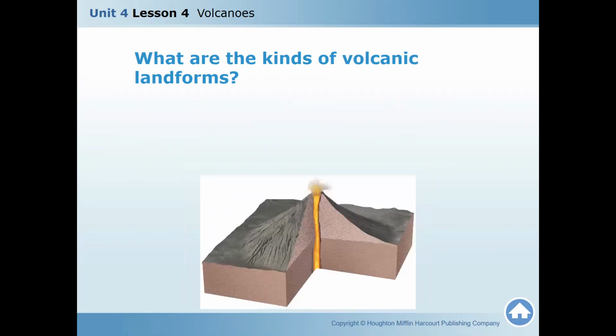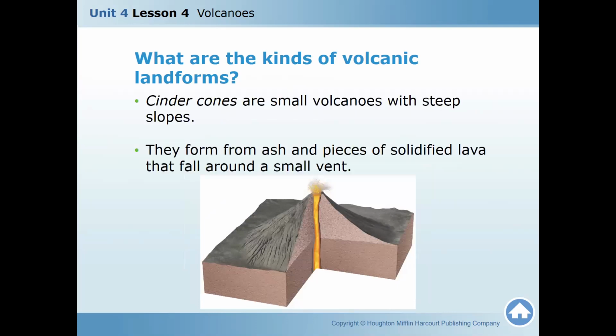Next, we have cinder cones. These are very small volcanoes with steep slopes. Because they are very small volcanoes, they make only small slopes. They form from ash and pieces of solidified lava that fall around a small vent.